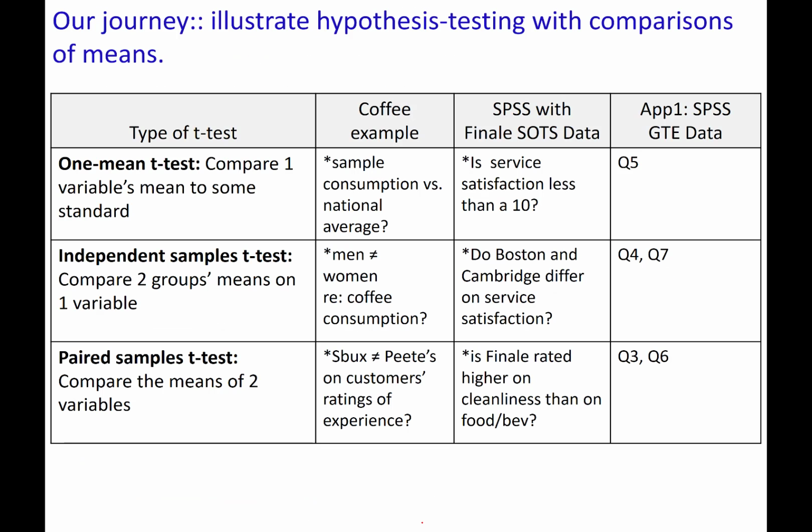So that's the third of our three tests. We did the one mean t-test, one sample mean. We did the independent samples t-test comparing two groups, and we just did the paired samples t-test. With the coffee example, that was, as we laid out, consumption of our sample versus the national average, men versus women here, and Starbucks versus Pete's here. These are three distinct tests.